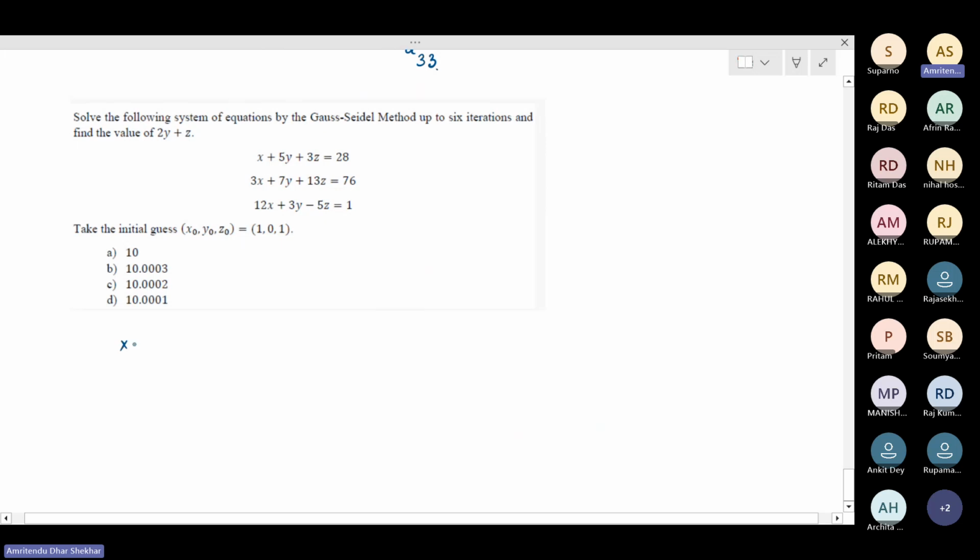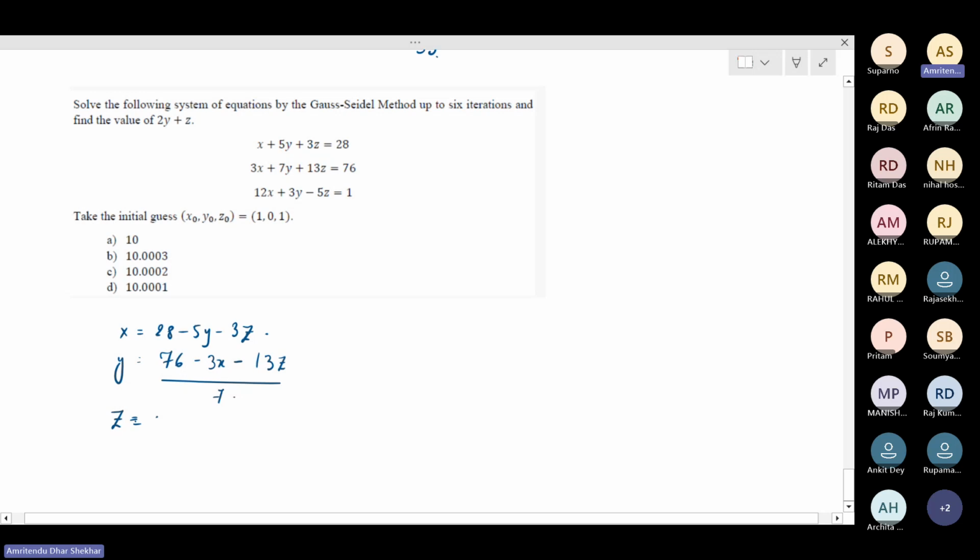So if you write the system, x is equal to (28 minus 5y minus 3z) divided by the coefficient; the next term, y is equal to (76 minus 3x minus 13z) by 7, and z is equal to (1 minus 12x minus 3y) by minus 5.